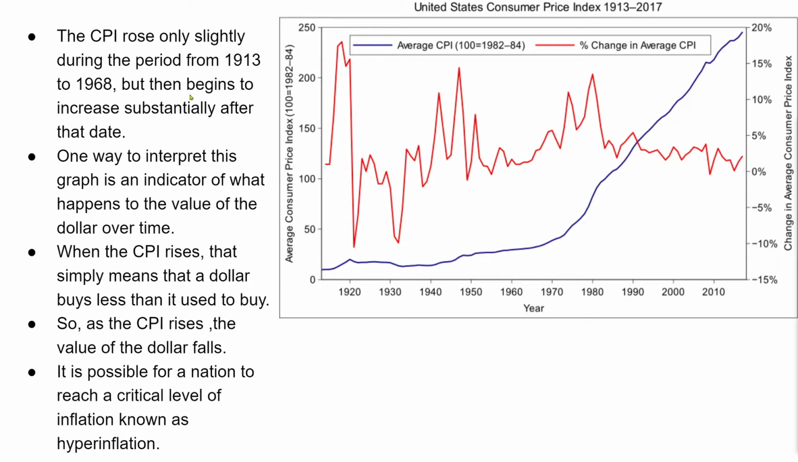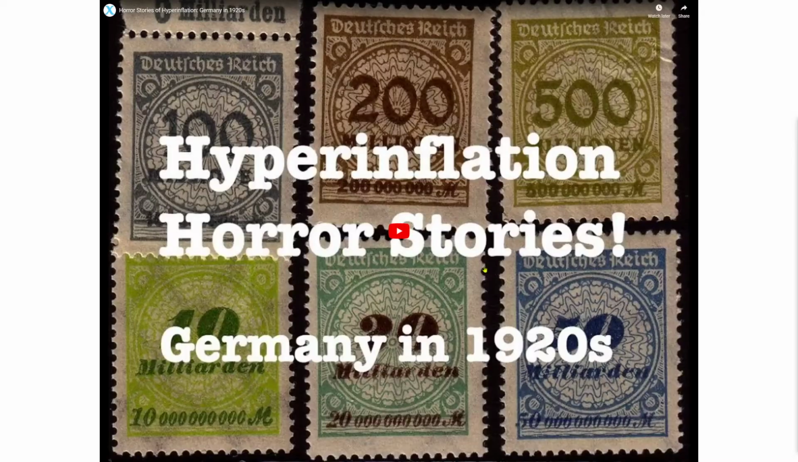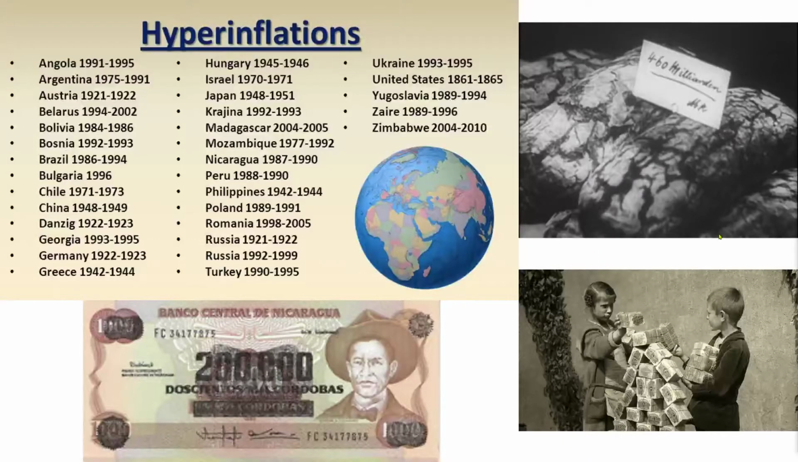It is possible for a nation to reach a critical level of inflation, which is called hyperinflation. It's out of control inflation. This is a video you can watch on Germany. This is Germany before it becomes Nazi Germany, and hyperinflation definitely had something to do with the rise of the fascists in Germany. Now, Germany is not the only country that has had hyperinflation.